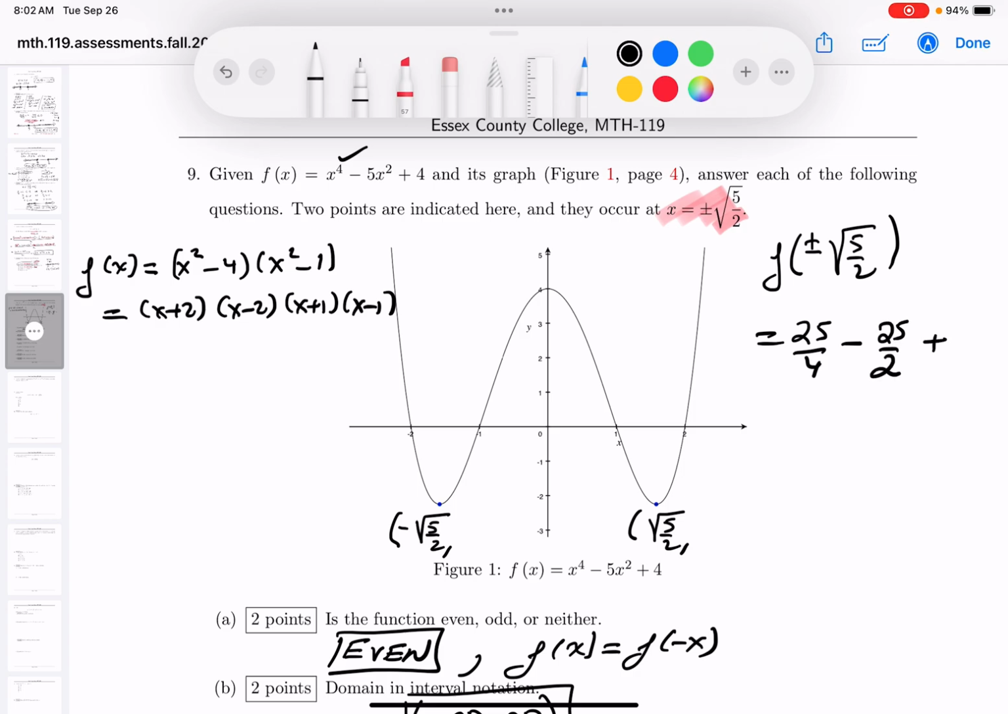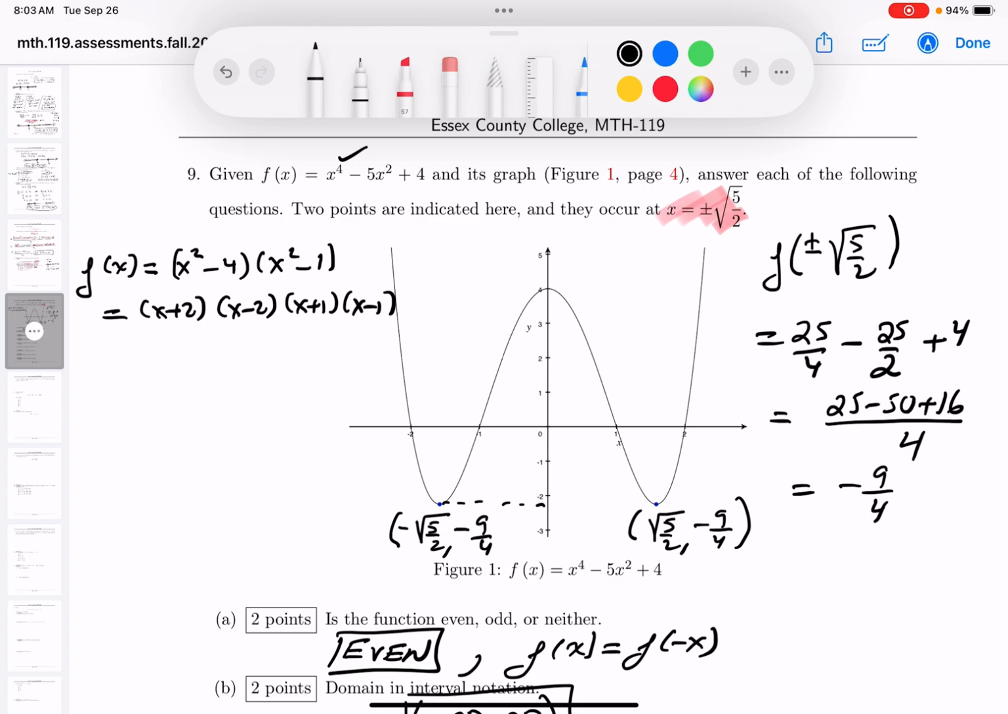Then what do you get? You get plus 4. When you go through the arithmetic, there's a common denominator of 4. You get 25 minus 50, and 4 times 4 is 16. What does that give you? Well, let's see, minus 25 plus 16, which is minus 9 quarters. All right, minus 9 quarters. Now, by the way, if you trace over, minus 9 quarters is minus 2 1/4. So it looks about right.